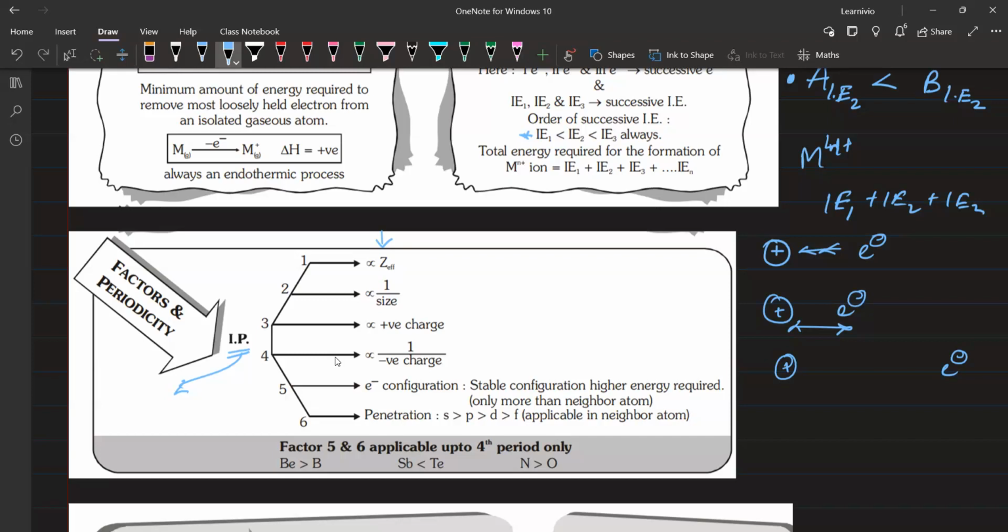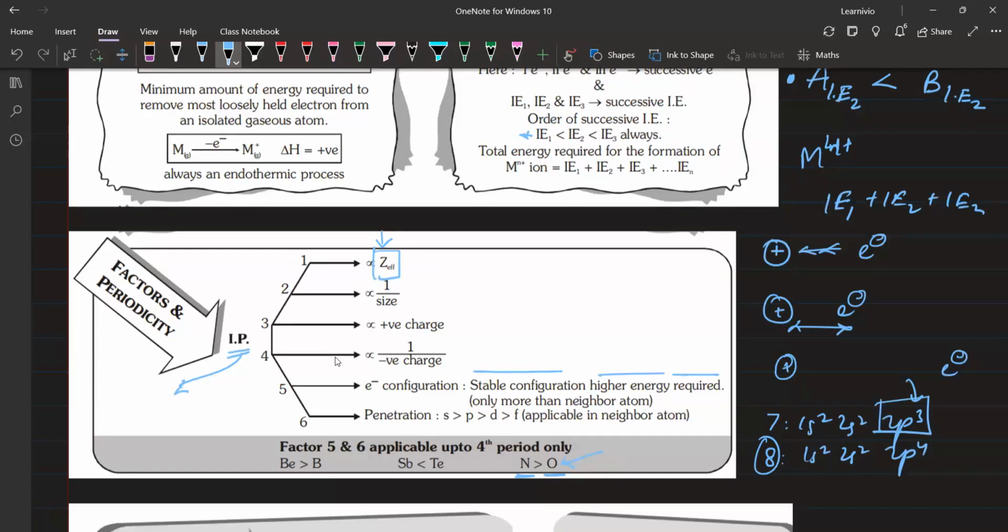Now, the electronic configuration: a stable configuration requires higher energy. For example, if you have half-filled subshells, here you have nitrogen and oxygen. Nitrogen has atomic number 7, so that will be 1s2, 2s2, and 2p3. And 2p3 is half-filled. But if you compare that to oxygen, it is 1s2, 2s2, and 2p4. So even though oxygen has a higher Z effective, with 8 protons, the ionization enthalpy of oxygen is lesser than that of nitrogen. What is the reason? The reason is the 2p3 half-filled subshell.